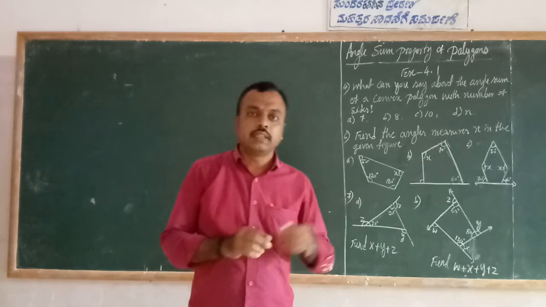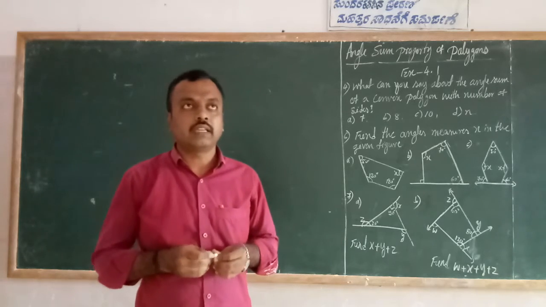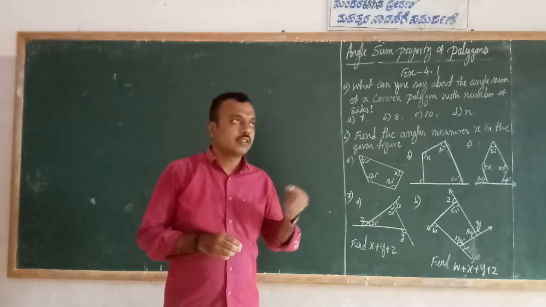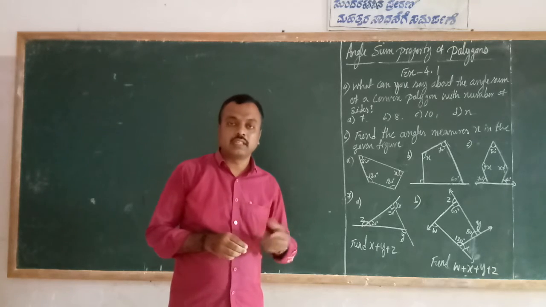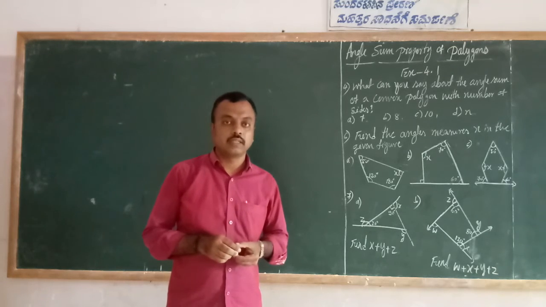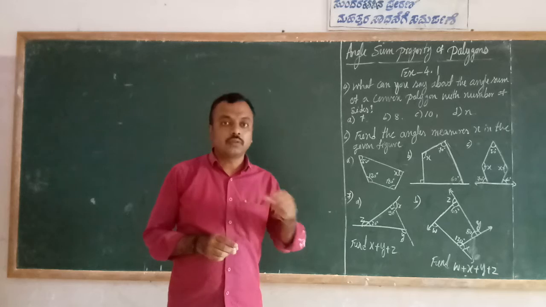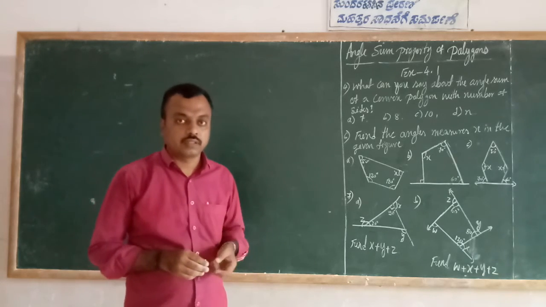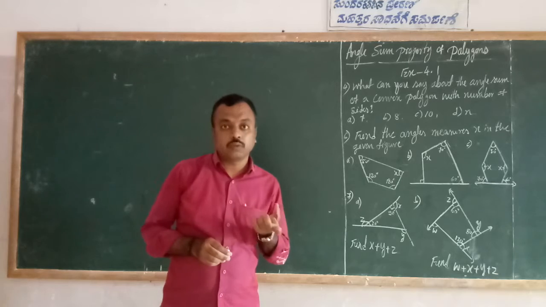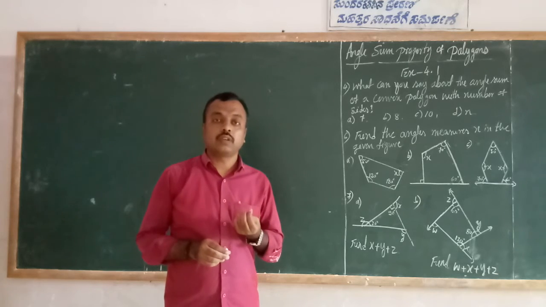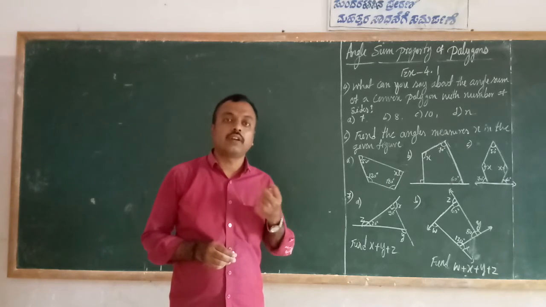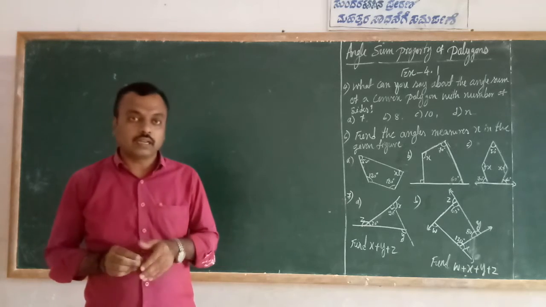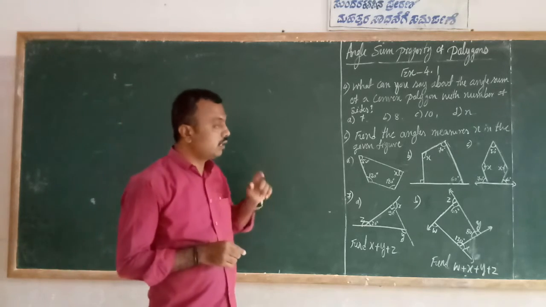Dear students, in the previous classes we discussed the introduction of quadrilaterals and polygons. Three sides of a polygon we call a triangle, four sides a quadrilateral, five sides a pentagon, then hexagon, heptagon, octagon, nonagon, and decagon. Like that we discussed in the last classes. Today we are going to discuss the angle sum property of polygons.